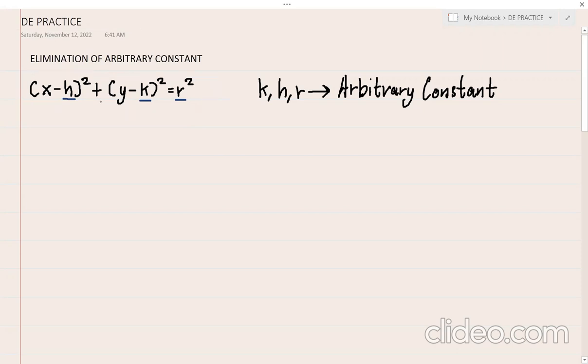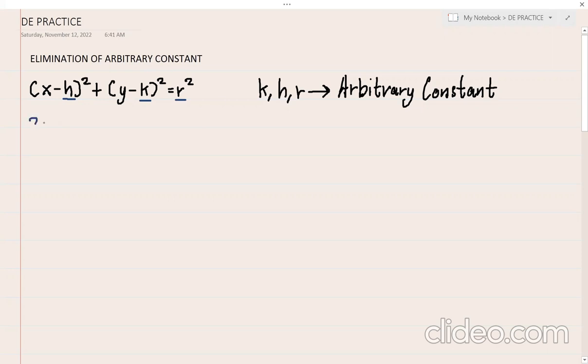Okay? Because the first step is to count how many arbitrary constants there are, right? Then the second step is, once you determine the number of arbitrary constants, that will also be the number of times you're going to differentiate. Or in Tagalog, however many arbitrary constants you have, that's also how many times you differentiate. So since we have 3 arbitrary constants, we will get the derivative of this equation thrice. Okay? So first, let's get the first derivative.